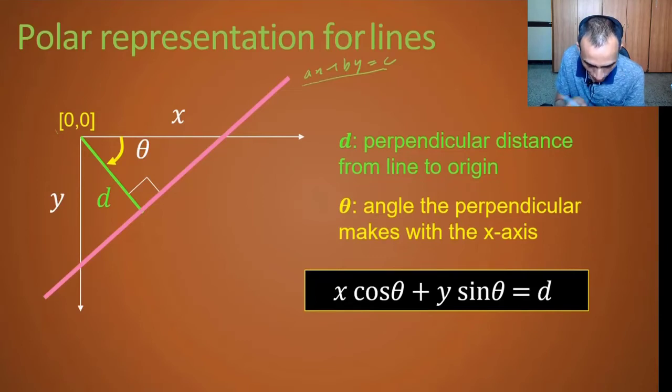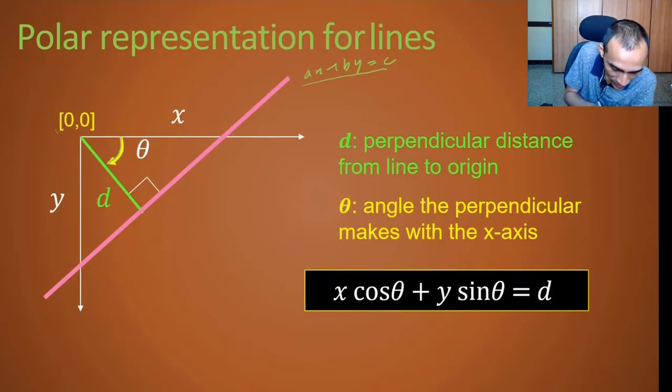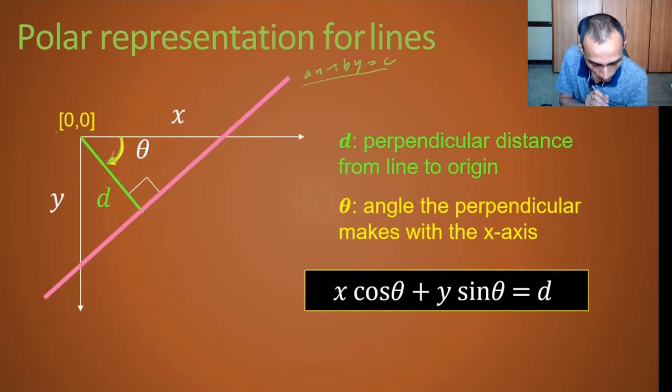So I'm not going to explain how the equation comes, but I hope everybody would have come across it at some point, and you can refresh how this comes. This way you can write an equation for a straight line as x cos theta plus y sin theta is equal to d, where theta is the angle which the perpendicular to that line makes from the x-axis.